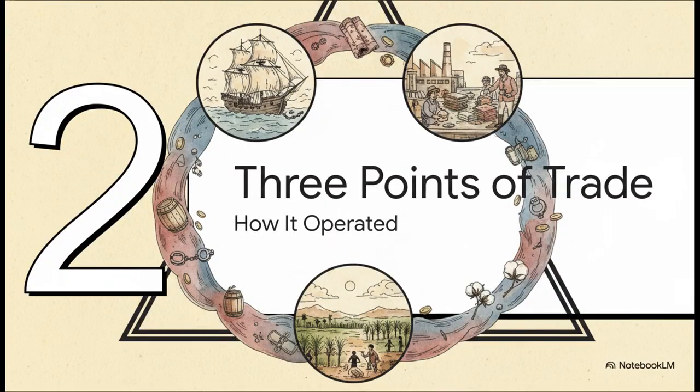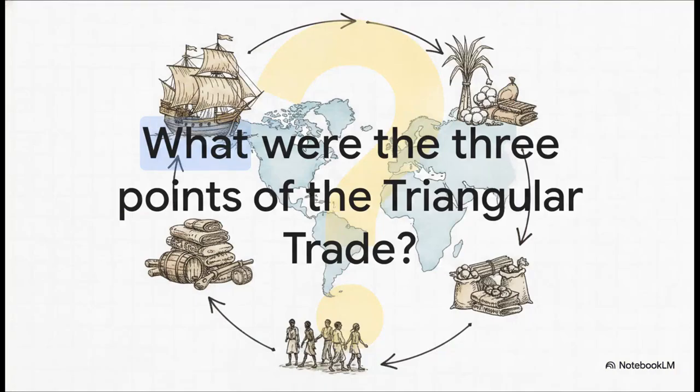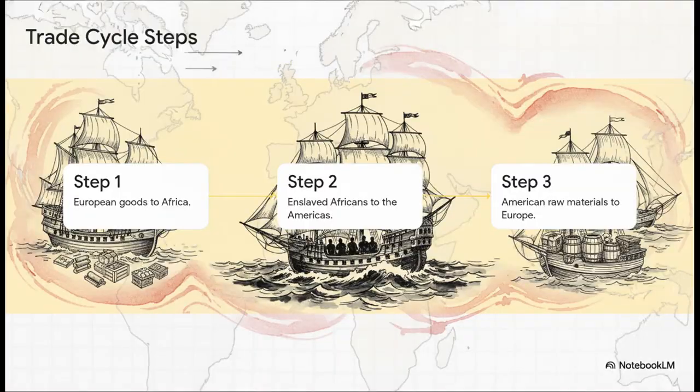Moving right along to Section 2, 3 points of trade. How exactly did this operate? To really understand the mechanics here, we have to ask, what exactly were these 3 points of the triangular trade? How did this cycle actually function on a day-to-day basis? Well, it worked in 3 very distinct steps. Step 1, manufactured goods were shipped from Europe straight down to Africa. Step 2, in exchange for those goods, enslaved Africans were taken and forcibly transported across the ocean to the Americas.